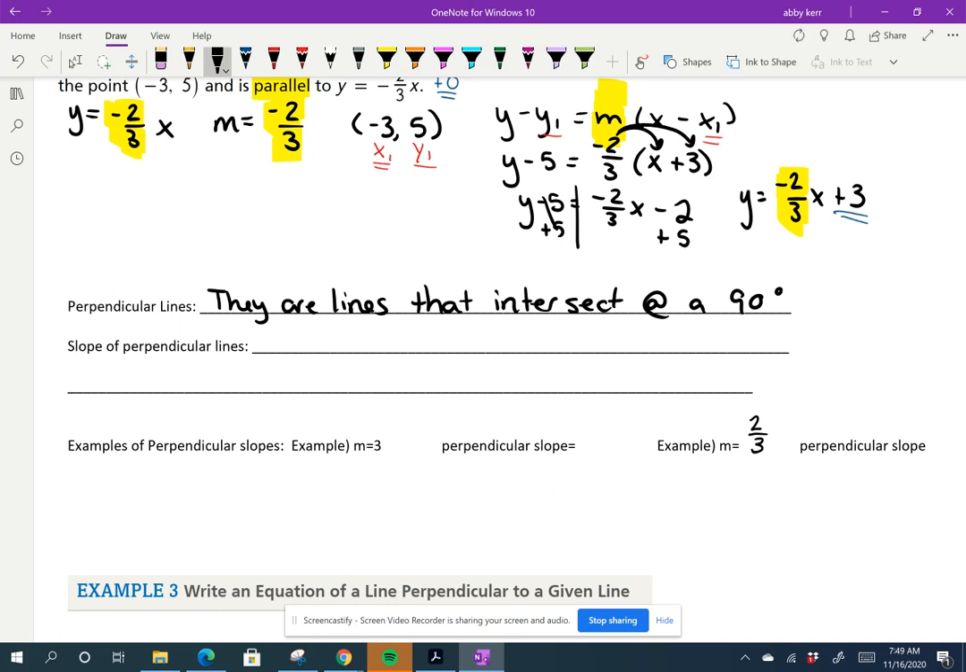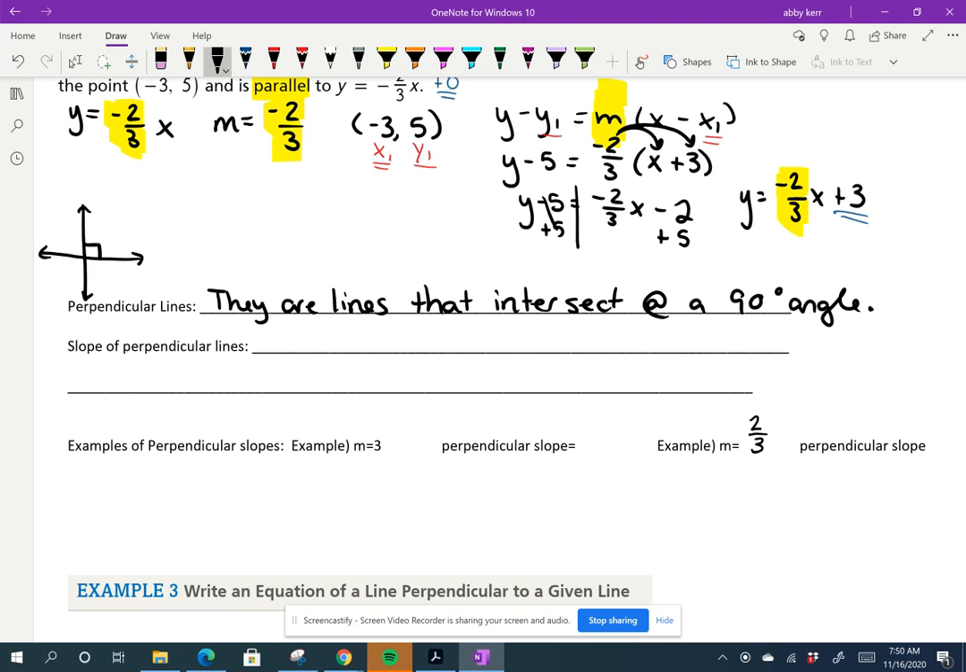Now, there are some lines that intersect, but they're not perpendicular. Perpendicular, like I say, we have maybe a straight up and down line and a horizontal line. They're perpendicular because of the angle that they produce.